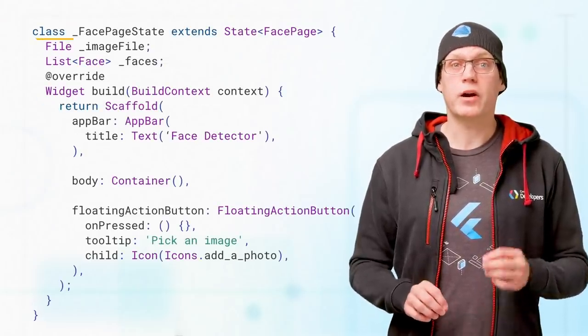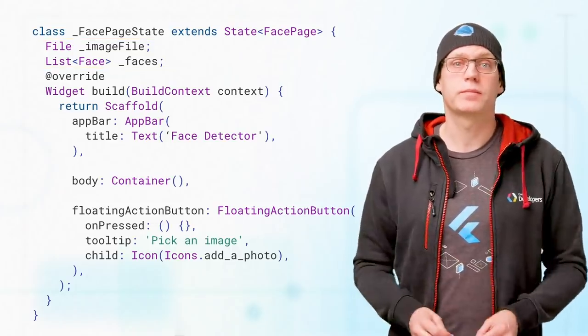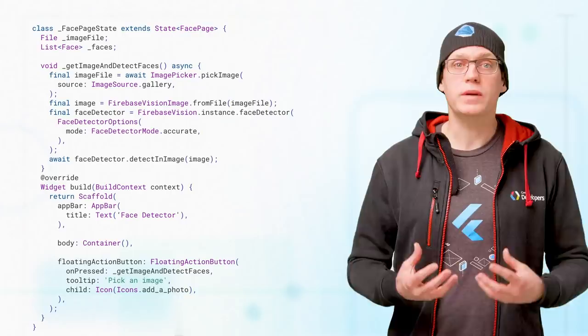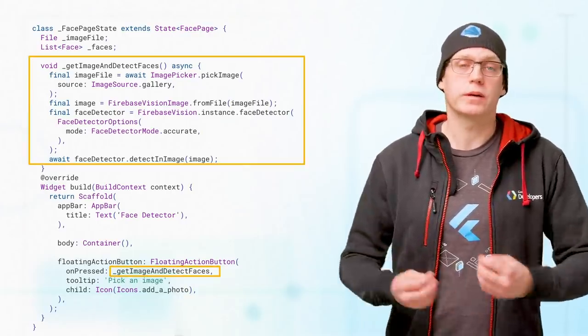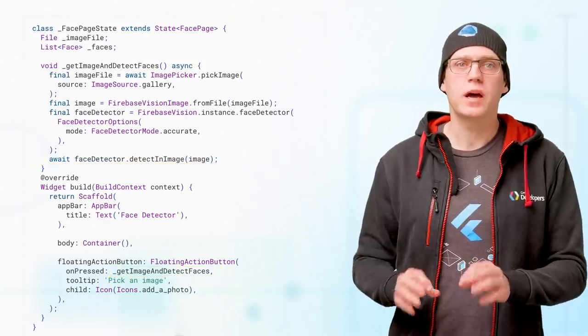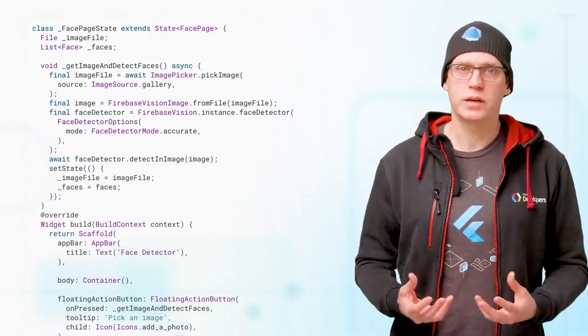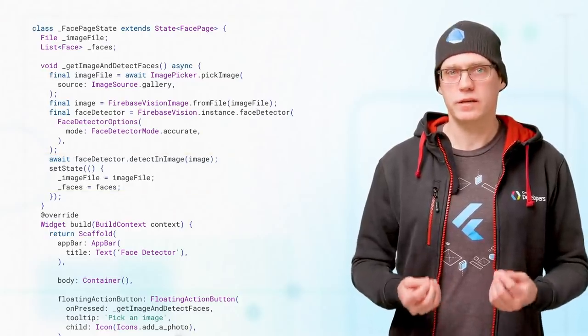First, let's add our image file and list of detected faces into our state class. Now that we have a newly minted function, we can add that and wire it up to the floating action button. We need to make sure that we mark the state as updated once face detection completes. We can add a call to setState in our function and update our state variables. Now, while all this looks great on the face of it, there's a subtle issue here.